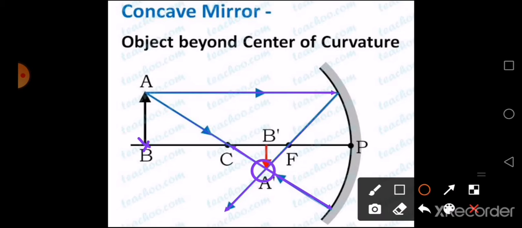So where are you going to get the image here? You can see a red arrow mark there. The red arrow mark shows you the image formed. Now here what will be the characteristic? Whenever the object is beyond the center of curvature, the image will be formed between C and F. Here also the image is due to actual intersection, so it will be real and inverted. Here it is diminished also. Diminished means when you compare it with the object, it is going to be of a small size.